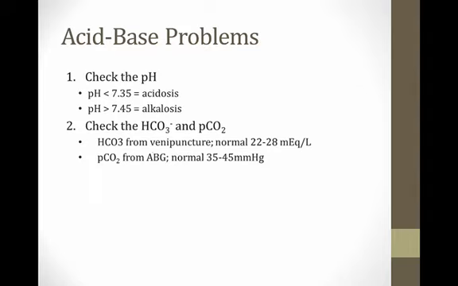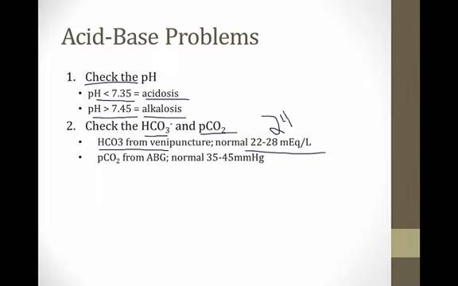So the first step when you're faced with an acid-base problem is to check the pH. If the pH is less than 7.35, then you have an acidosis. If the pH is over 7.45, you have an alkalosis. The next step after that is to check the bicarbonate and PCO2 levels. Remember, you get the bicarbonate from the venipuncture, and normal is 22 to 28, but it's easiest to just remember it as 24 being normal.